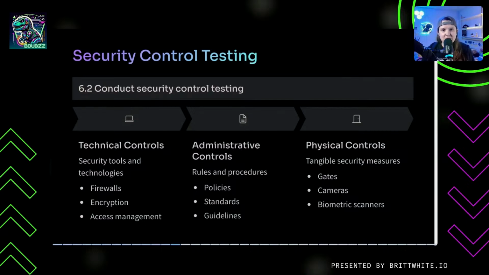Finally, there's physical controls. These are tangible security measures that you can actually see and touch. Imagine a security gate at your office, surveillance cameras monitoring sensitive areas, or biometric scanners reading fingerprints before granting access. These form your first line of defense against physical threats.